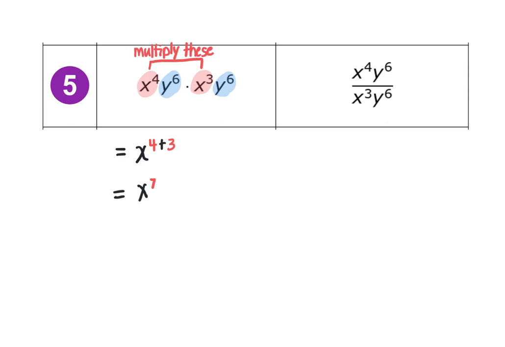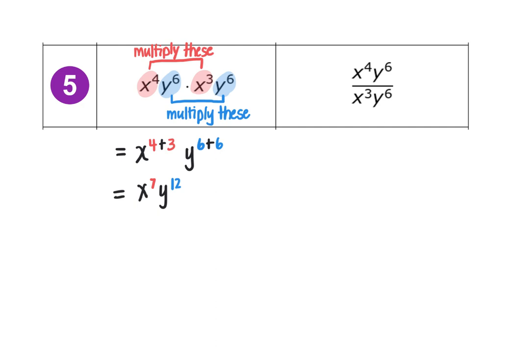In terms of the y part, we'll do y to the power of 6 multiplied by y to the power of 6, which will be the same thing as y to the power of 6 plus 6, or y to the power of 12. This will give us a final answer of x to the power of 7, y to the power of 12. The second part of this question has us doing the same kind of idea, except we'll be dividing, which means we'll be subtracting the exponents.